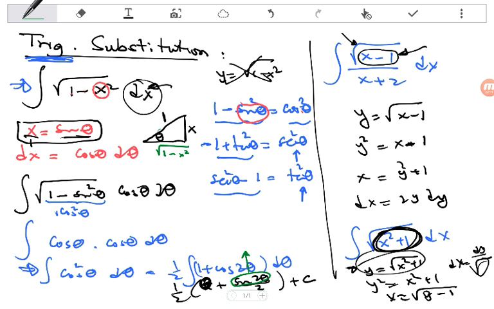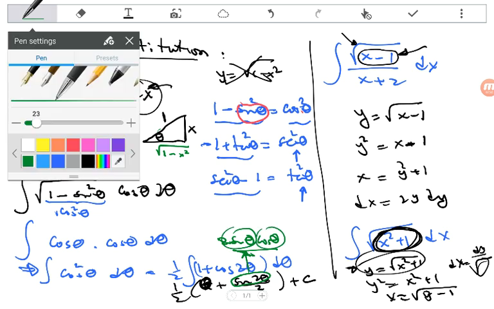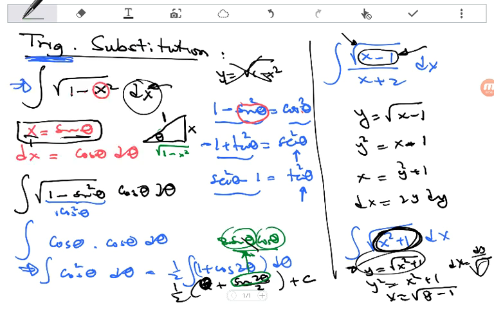I need to put it in terms of theta, which is 2 sine theta cosine theta all over 2, and the 2 is eliminated. So this term is sine theta multiplied by cosine theta. What is sine theta? From the triangle, sine theta is x over 1. What is cosine theta from the triangle? It is root 1 minus x squared all over 1.